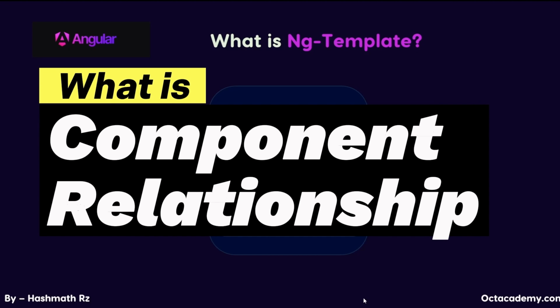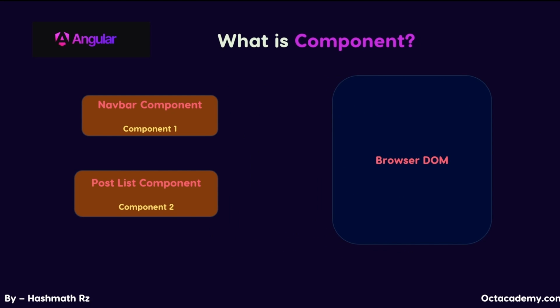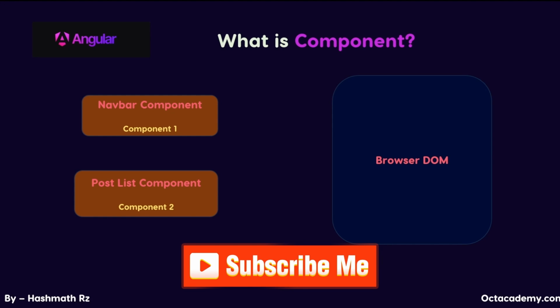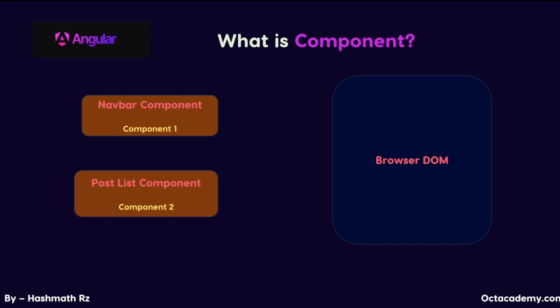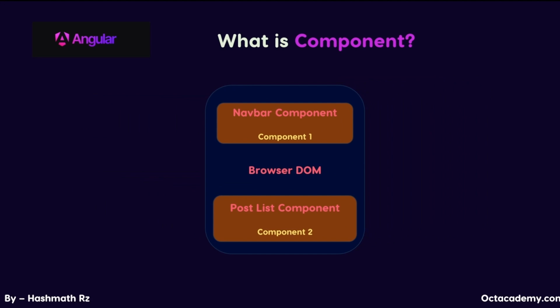Alright, so in this section, let's get started with the component relationship. So guys, the first question is, what is this relationship in components? As you guys know, in the component section, we learned about components. And if we recap that, basically a component is the main building block of an Angular application. So mainly we use components to structure a website. Hope you guys remember this.